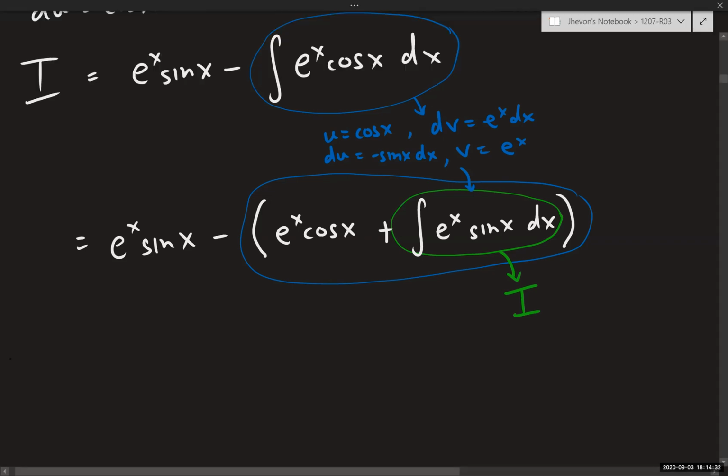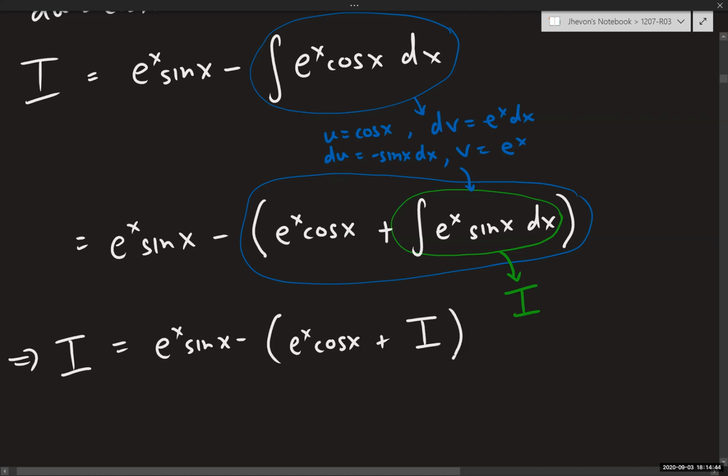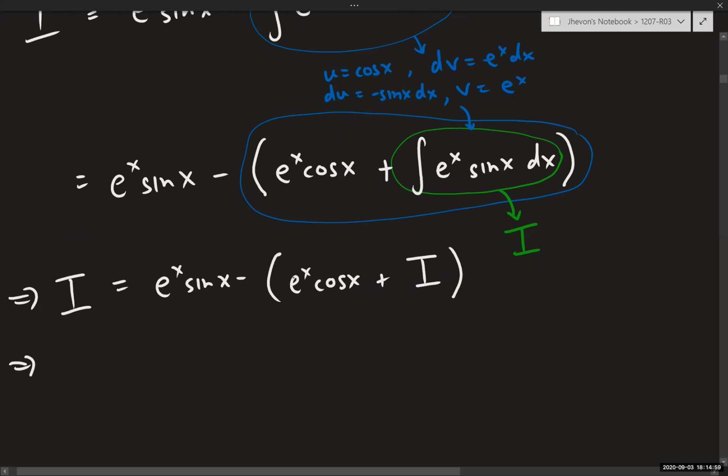It's now just an equation. Essentially what I have is my integral is equal to e to the x sine x minus parentheses e to the x cosine x plus the original integral. So now it turns out I can exit this infinite loop by just plugging in my original integral and now solving it like an algebra equation, right? So what would that mean? Well, this would be minus I on this side. I would add it to that side. So I would get 2I. And then I would just divide everyone by 2.